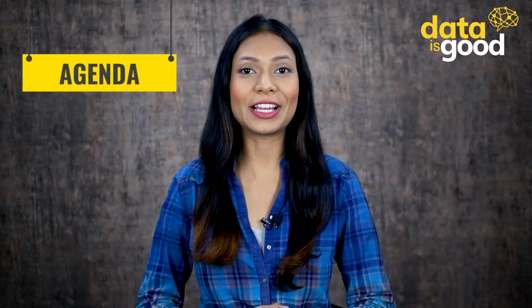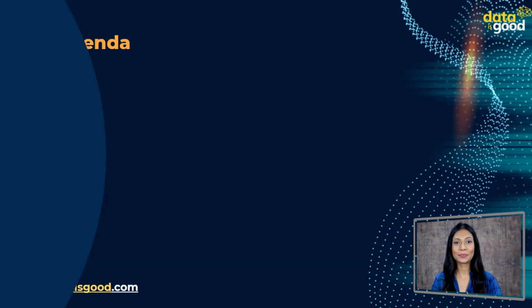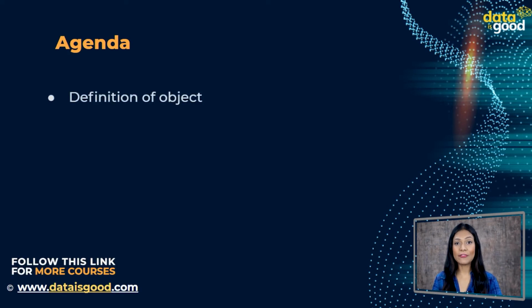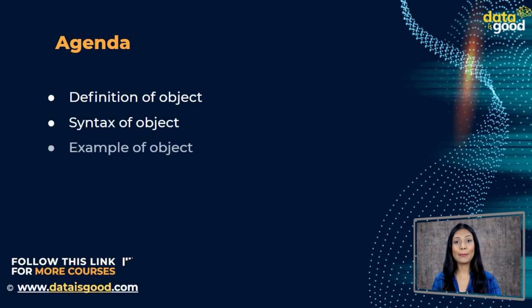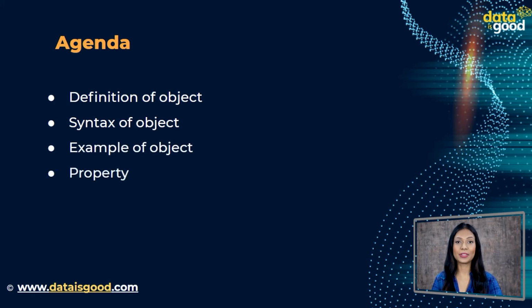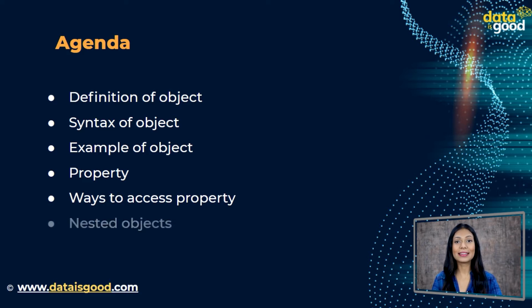But before moving forward in our lecture, let us see the agenda of this lecture. At first, we will see the definition of object, then its syntax, an example of an object, and the property. After that, we will see ways to access the object property, and at last, nested objects. And at the end, there is an assignment for your own practice.